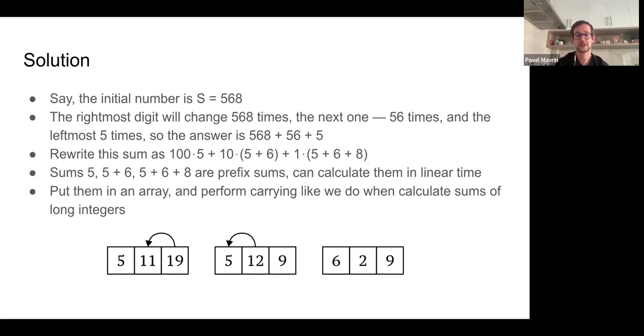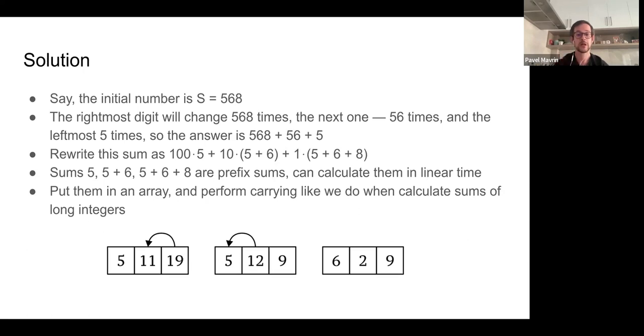So basically, these numbers 5, 5 plus 6, and 5 plus 6 plus 8 are the digits of our answer. So we go from left to right. The leftmost digit is 5, then 5 plus 6, then 5 plus 6 plus 8. And a good thing is that we can calculate these sums in linear time. These sums are just prefix sums in the array of digits, and we can calculate prefix sums in linear time.